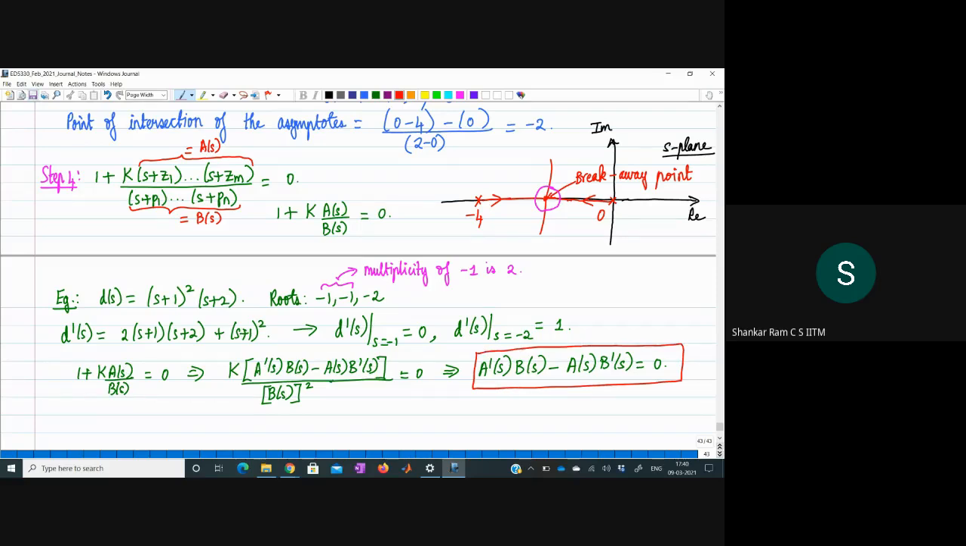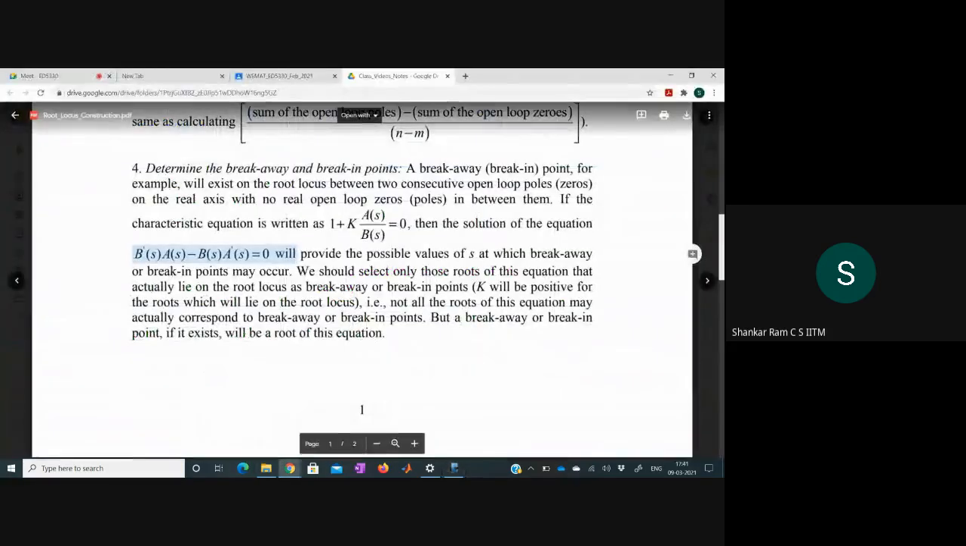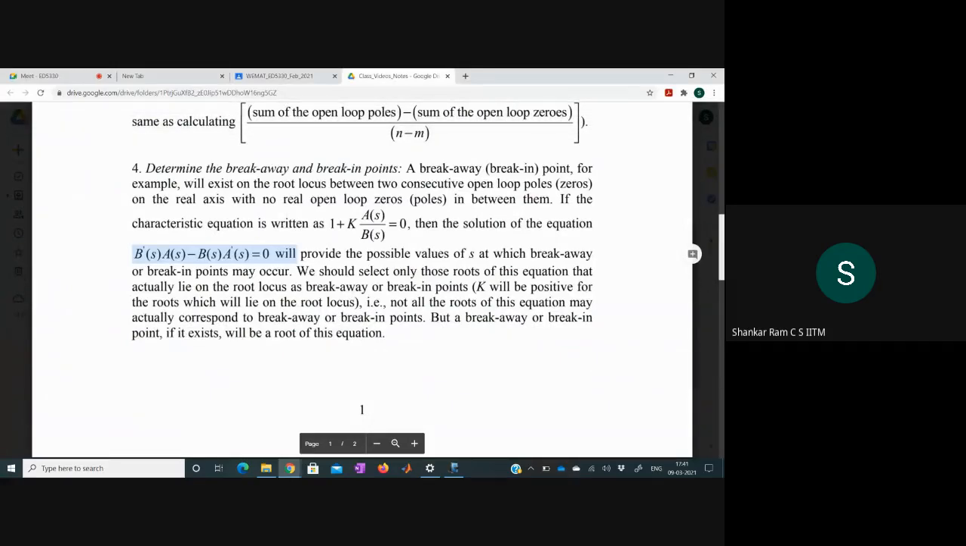So this is the test for a repeating root, and this is how the breakaway point or break-in point is evaluated. It is the same equation, we have just switched the order of the terms, because you can take the terms to the other side of the equation. So you get b prime s times a of s minus a prime s times b of s equal to 0. We need to do this.